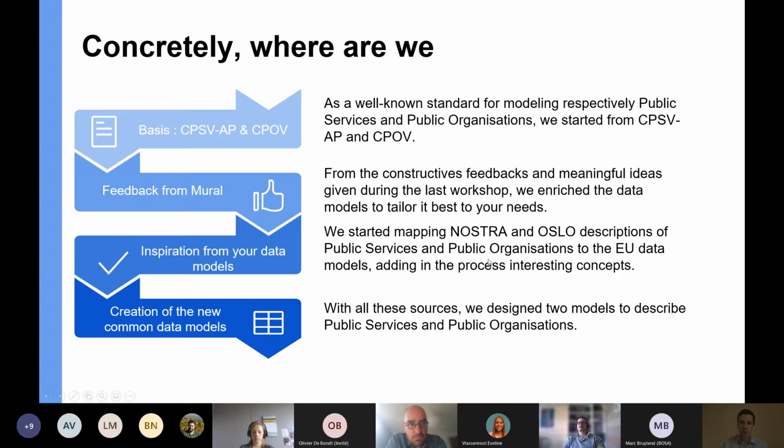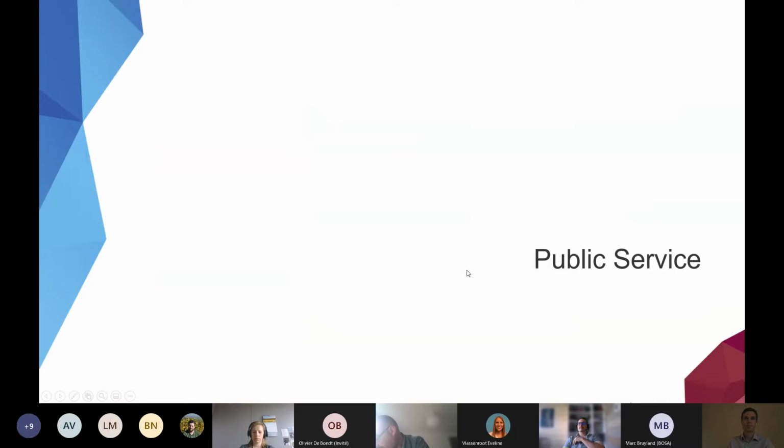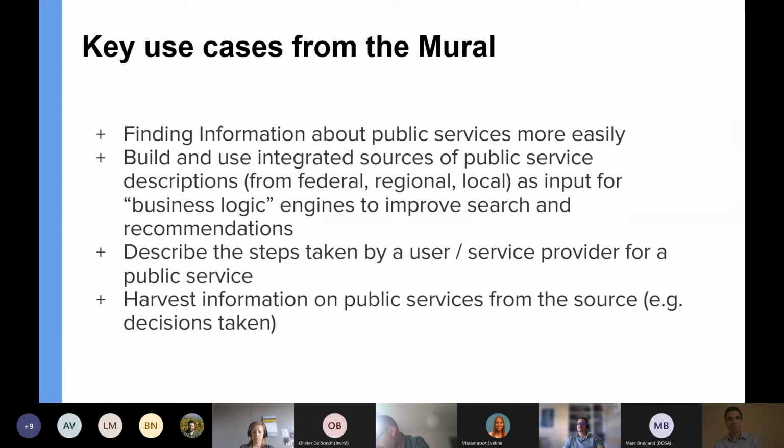From there, what we did is create first visuals of the data models, and we will dive into that in a second. But basically, that will be the basis for discussion today. It doesn't mean that we have included everything from Mural and Nostra and Oslo, but of course we are happy to discuss anything that would be needed. That's really the objective of today. So yeah, let's start with public service.